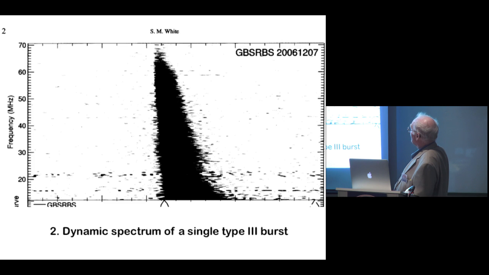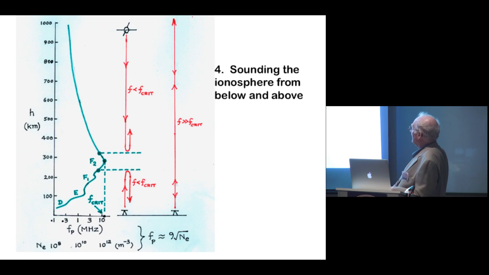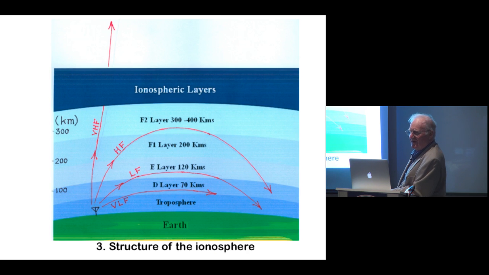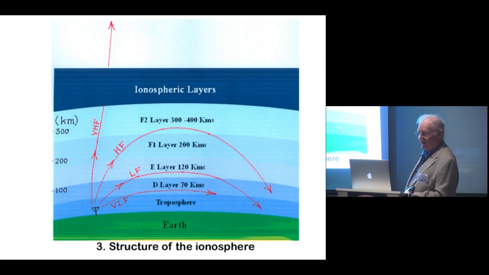This is the dynamic spectrum of a single type 3 burst. Here, the high frequencies are at the top of the scale, and you can see that the frequency drifts from high to low during the burst. I think I skipped one there. That looks better. Now, Hartz observed the solar radio bursts with the Alouette satellites, which were designed by DRTE in Ottawa to probe the Earth's ionosphere.